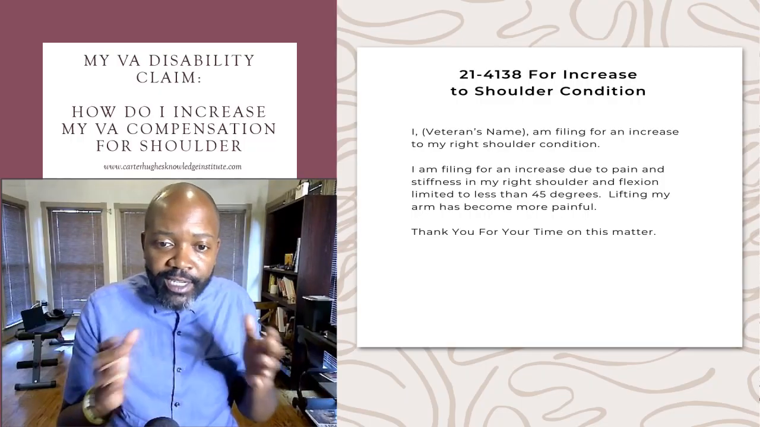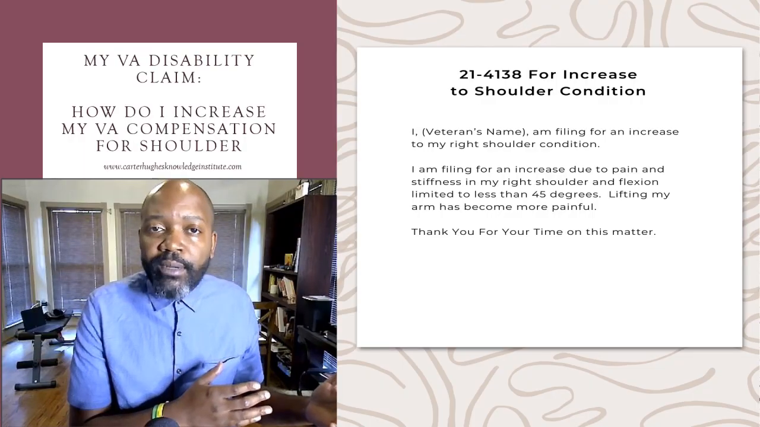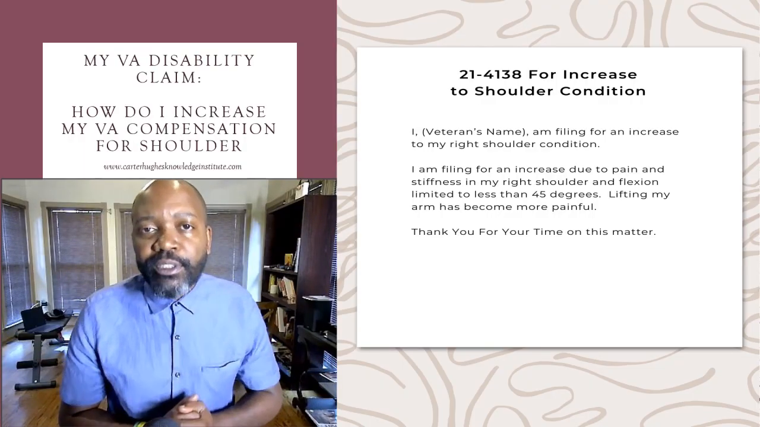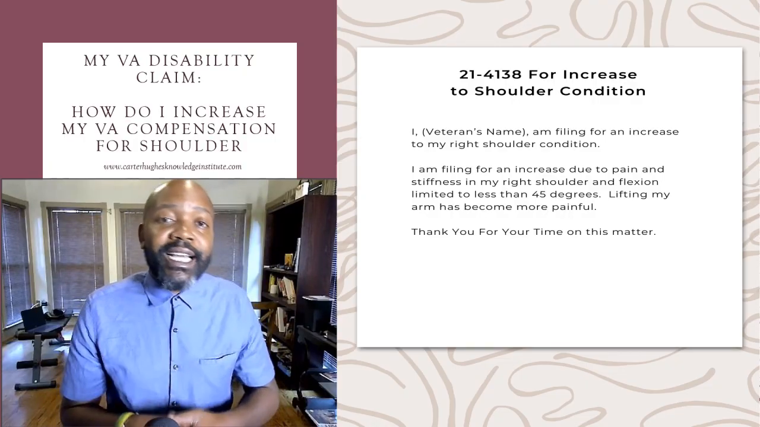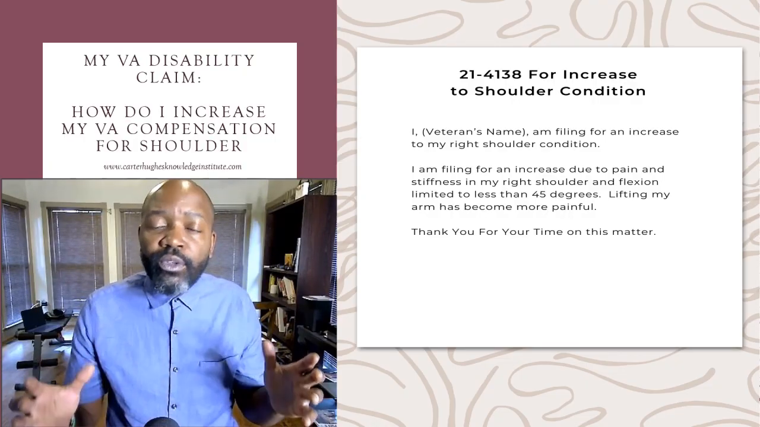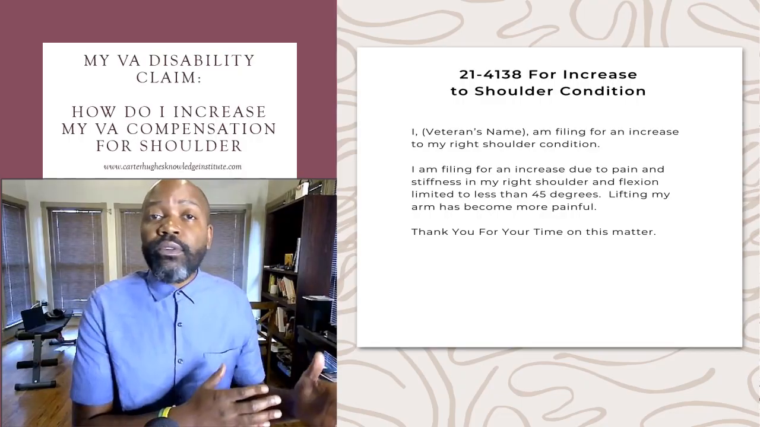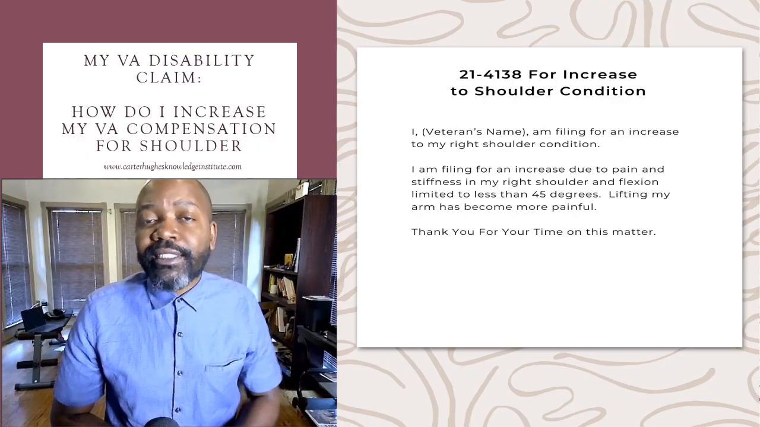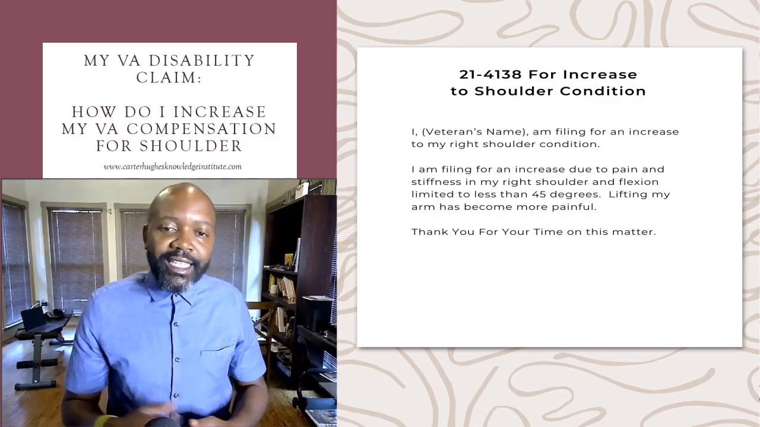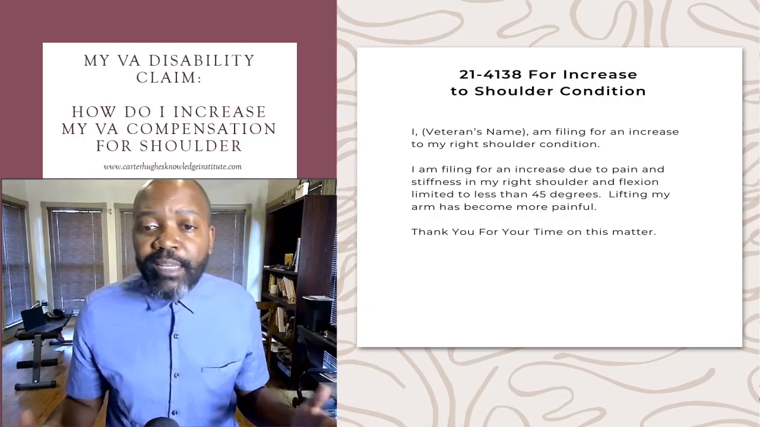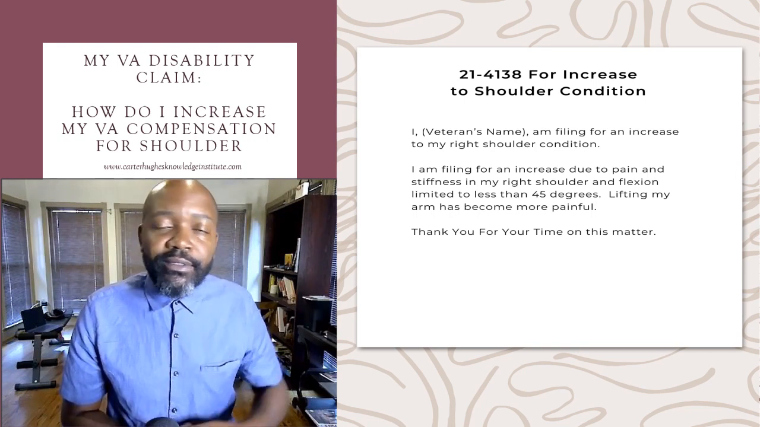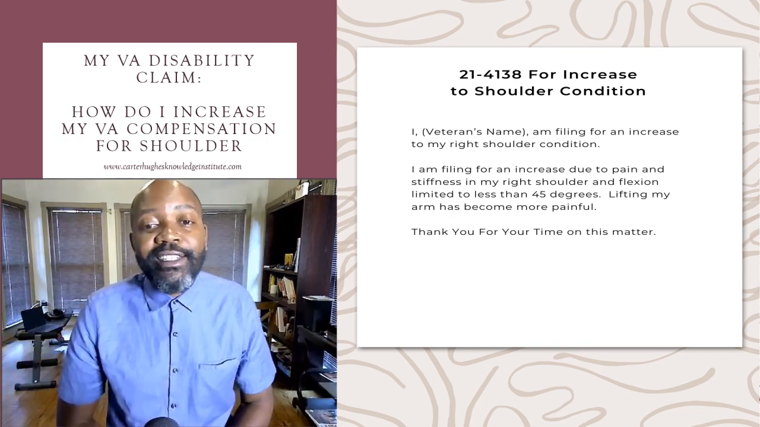All right, so here we are. The information, as you can see right here in the template, comes directly from the rating schedule. And this is the language that you would use to submit for that increase on a 21-4138. You can Google this form, just like you can Google the rating schedule. We do have a video showing you how to use the rating schedule as well. So that language is: I, and then whatever your name is, am filing for an increase to my right shoulder condition. If it's left shoulder, just put left shoulder.